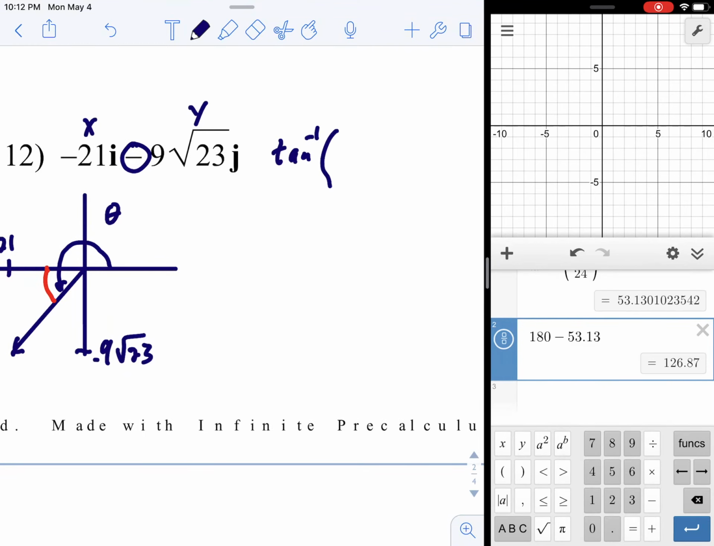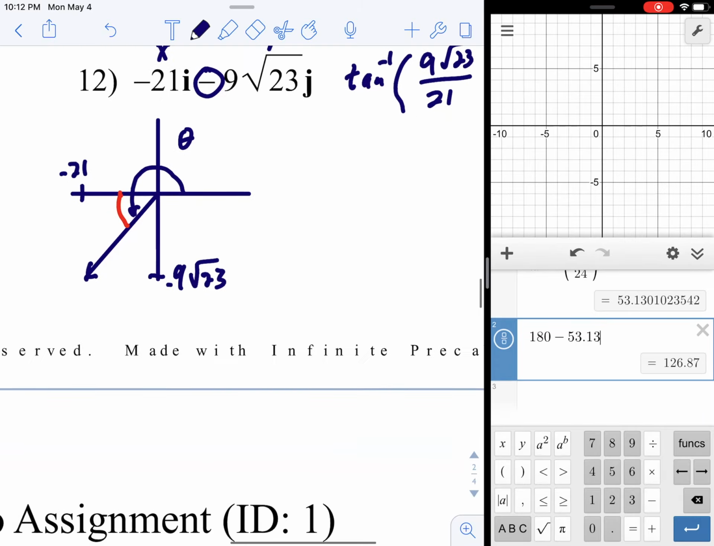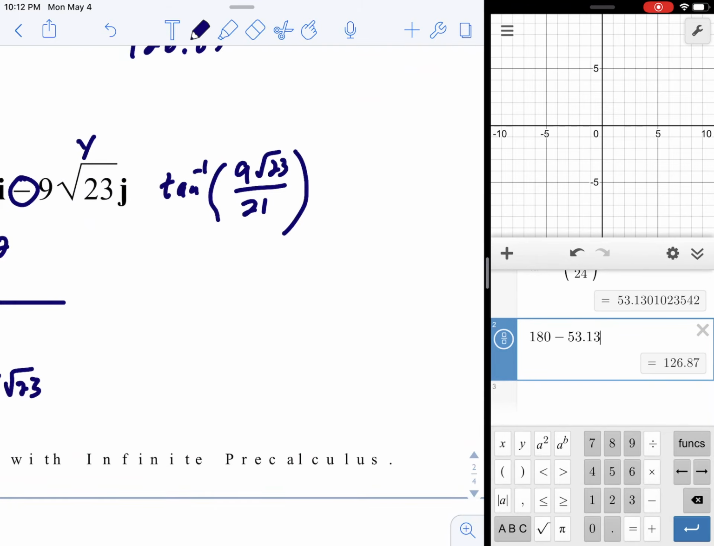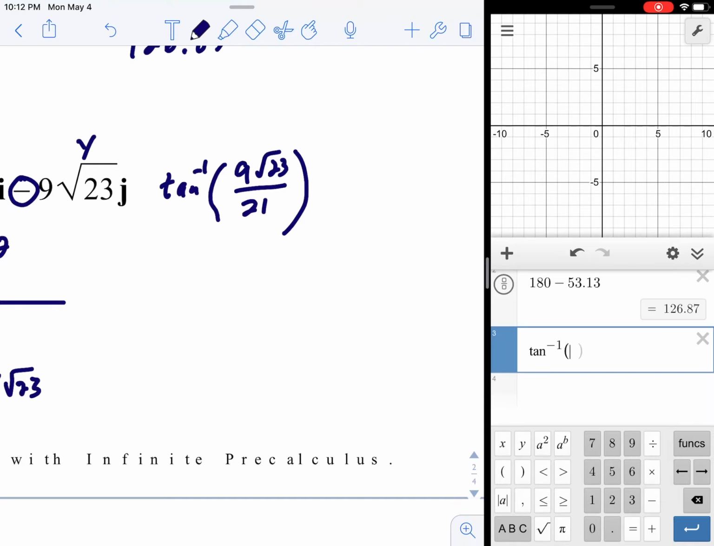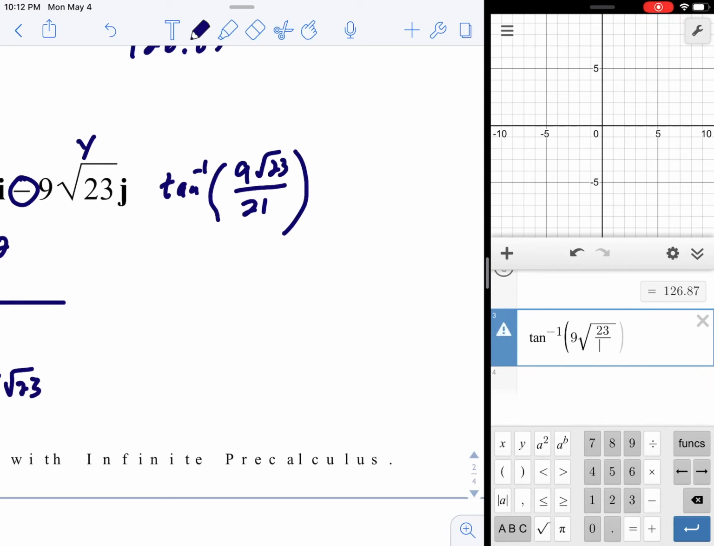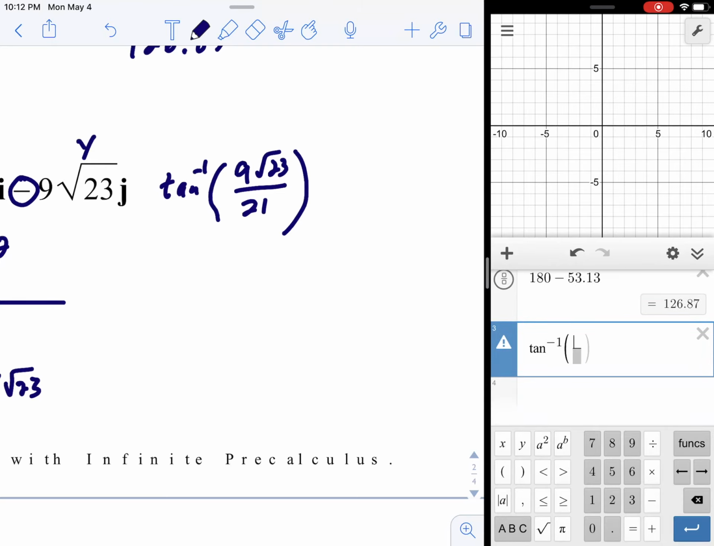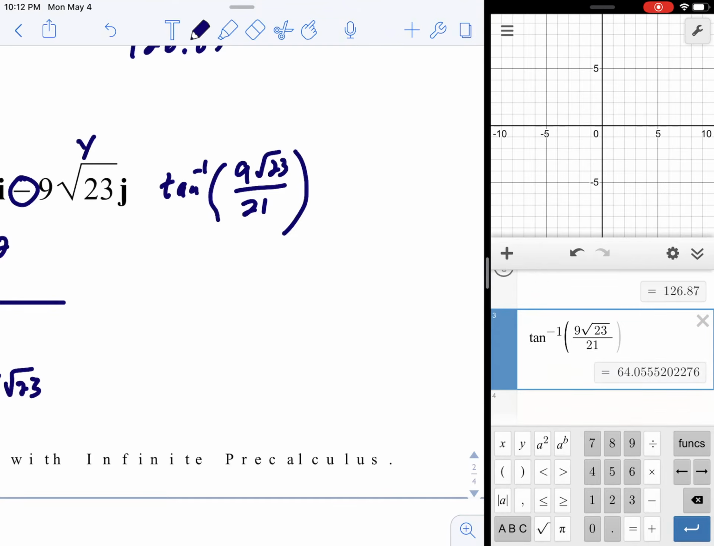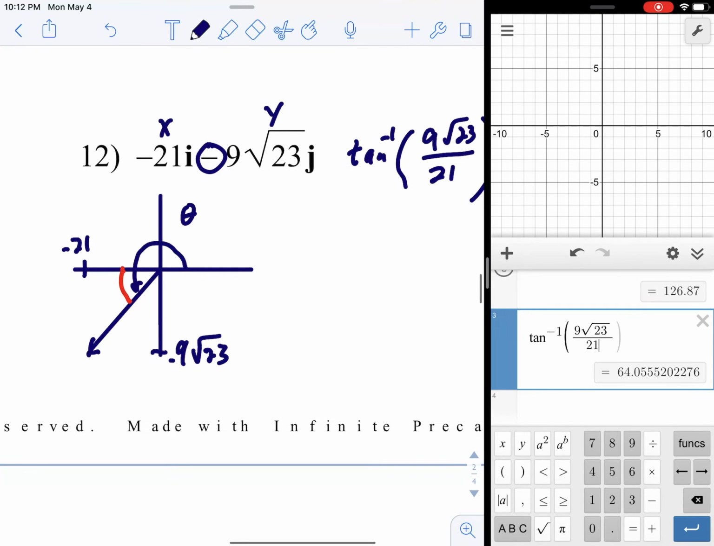Inverse tangent of y over x, 9 radical 23 over 21. Again, I'm just neglecting or getting rid of the negatives. Inverse tangent, 9 radical 23 over, oops, that's no good. I have to hit the divide button first. 9 radical 23 over 21. So that's a 64.06 degree angle. Now, how am I going to find this angle?